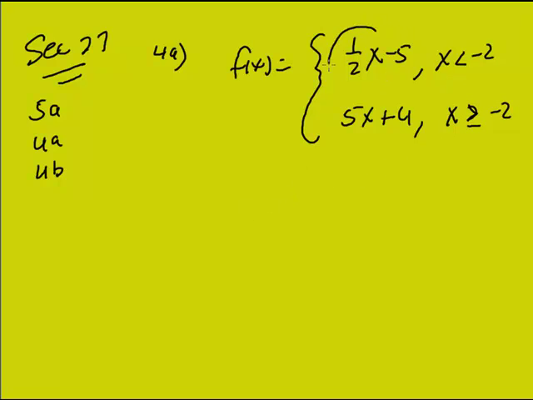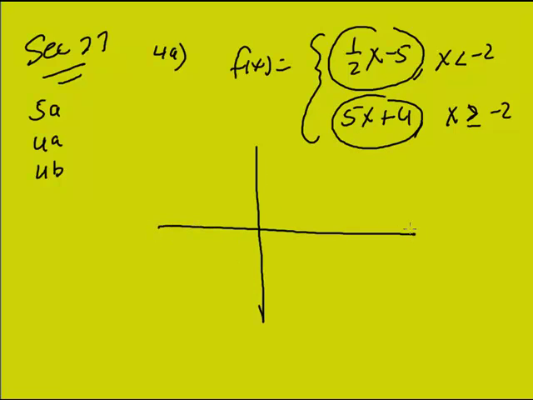This line, the first line, exists to the left of negative 2. The second line exists to the right of negative 2. So let's sketch the graph of those lines. Okay, first line, that's the y-intercept. So I'm going to go over here, call that negative 5. That's my y-intercept. How many points do I need to graph a line?